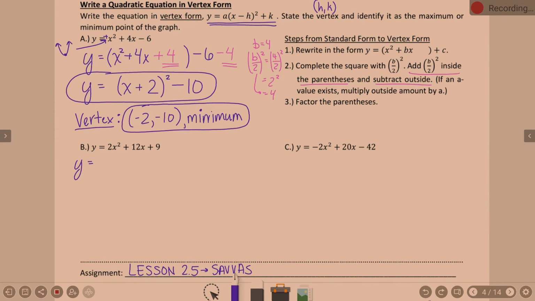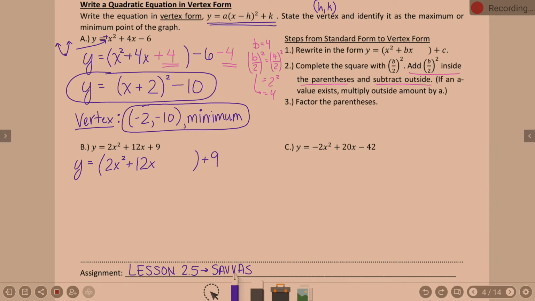As we think about this, I'm going to take 2 steps to do this. What goes in the parentheses? X squared plus x, right? So 2x squared plus 12x. I'm going to leave a gap, scooch my parentheses over, and then my c value goes outside the parentheses, yes? Have I fully matched that step 1? No. What's the catch? There's an A value.